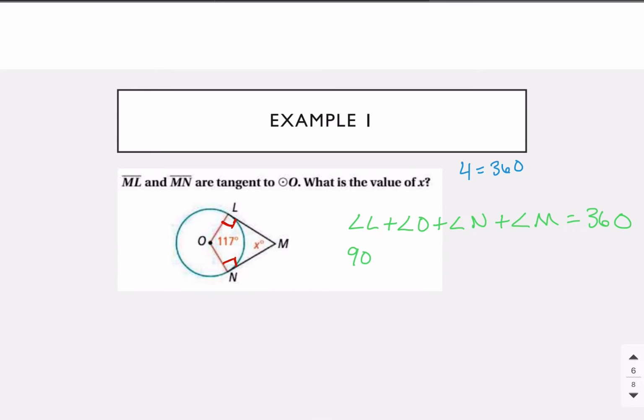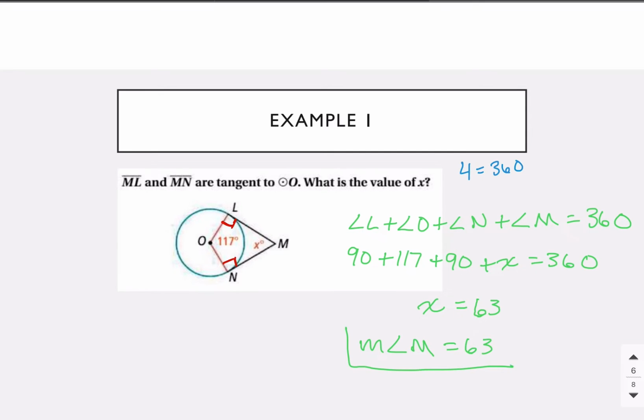Now I'm just going to substitute my values. L is 90, plus 117, plus 90, and then plus x will equal 360. When I solve for x, I end up with x equals 63. So the measure of angle M equals 63.